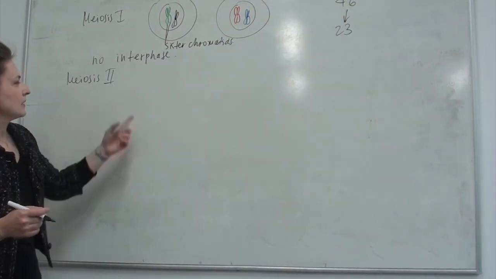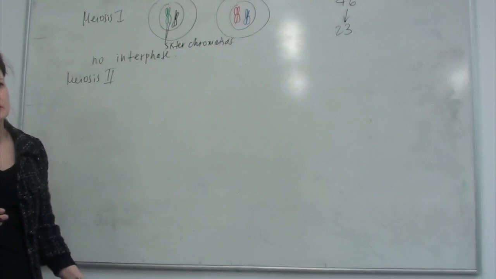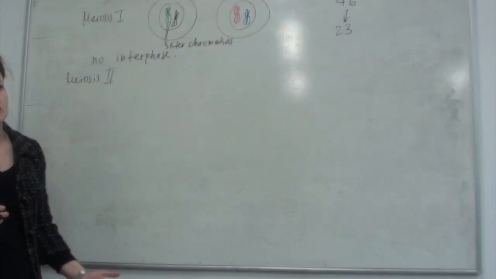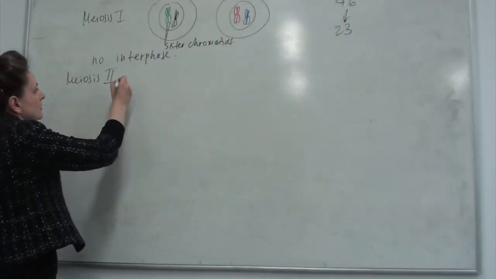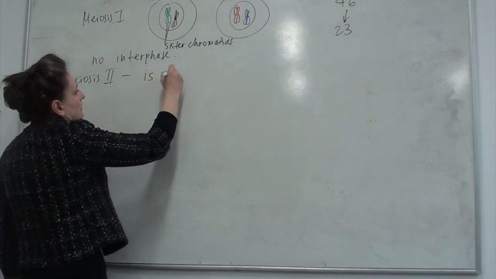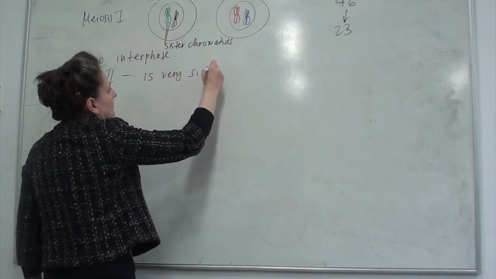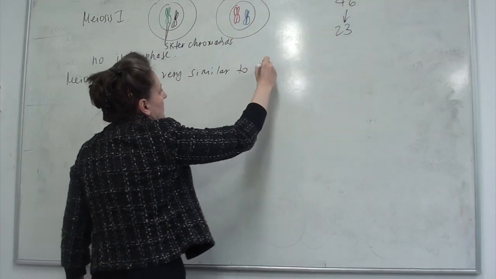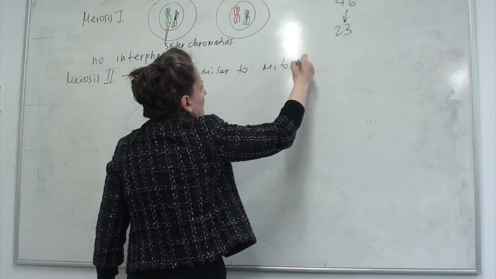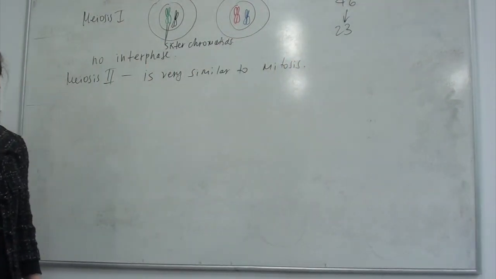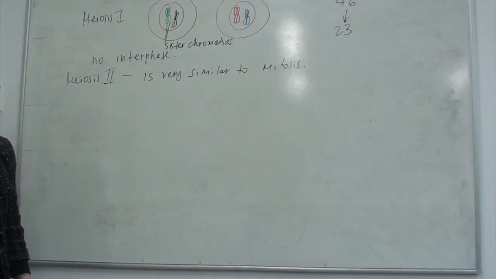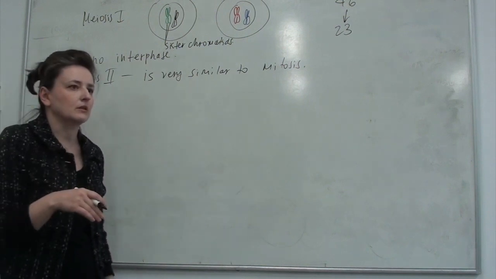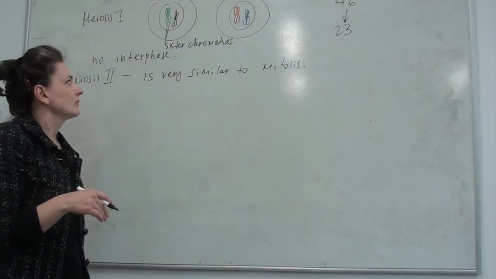That division, meiosis 2, is actually much simpler compared to meiosis 1, because meiosis 2 is very similar to mitosis. And hopefully, because we've done mitosis a few times and did a few rounds of revision, you should be a lot more comfortable with that.